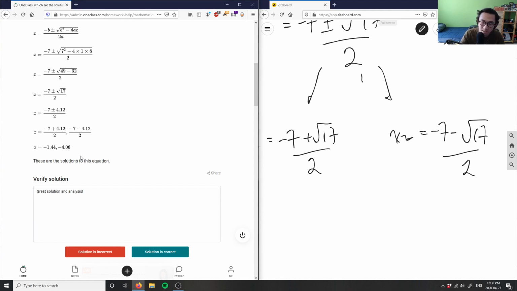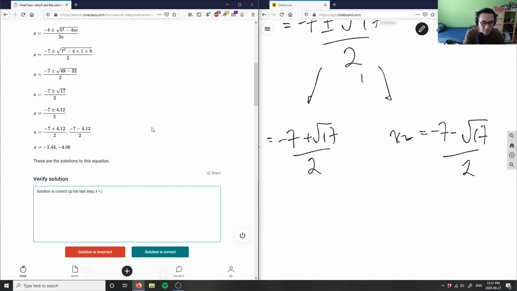Negative 7 minus root 17 over 2. Oh yeah, so their second decimal here is wrong, right? Negative 7 minus 4.12 divided by 2 is negative 5.56. So actually, the solution here is wrong. Good thing I double checked, because this negative 4.06 does not exist. So I'm going to say the solution is incorrect. It is correct up to the last step.